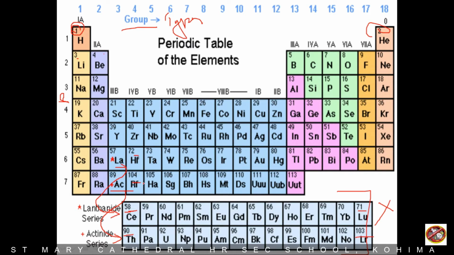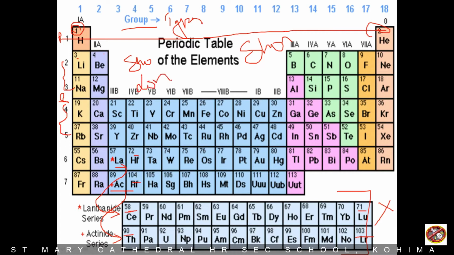Now what you learn over here is that the first period, period number 1, from left to right, is called the shortest period. Now periods 2 and 3 will be called short periods. Now 4 and 5 will be called long periods. But when you see 6 and 7, only 6 will be called the longest period.